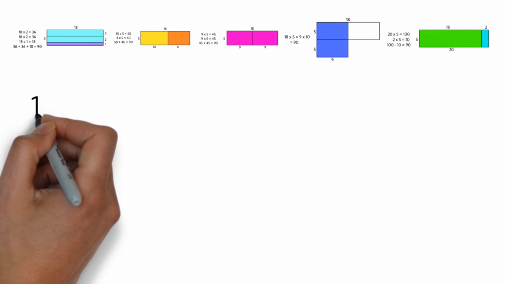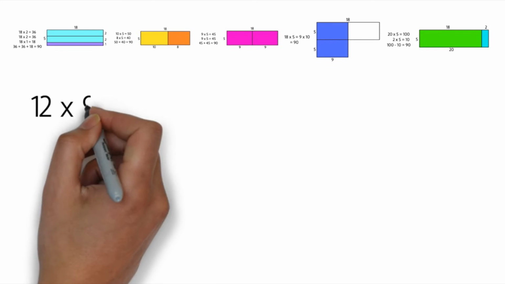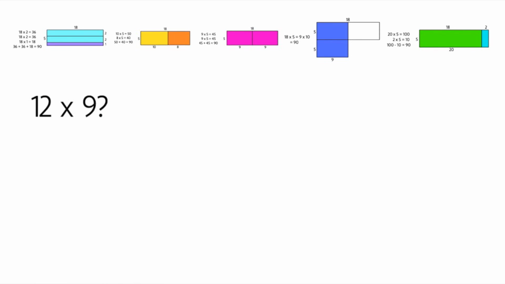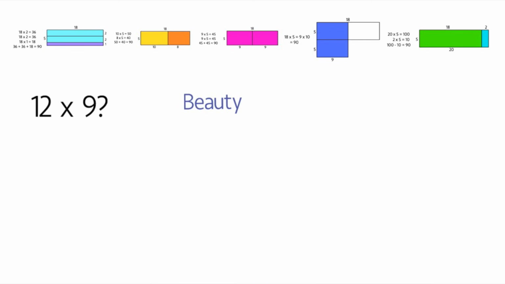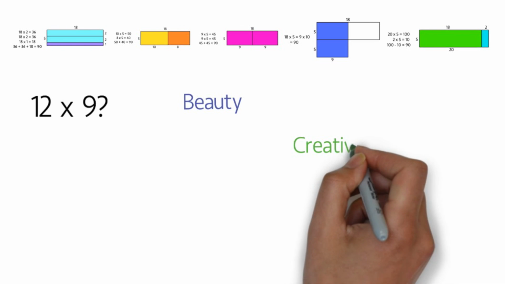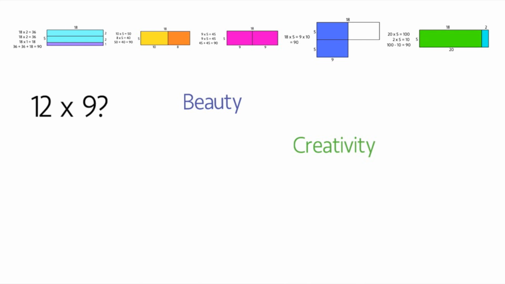So we've seen 5 different methods for 18 times 5. Can you find different ways of solving 12 times 9, both numerically and visually? The variety of methods we see is part of the beauty and creativity in maths. All problems can be solved in different ways, and we should embrace that.